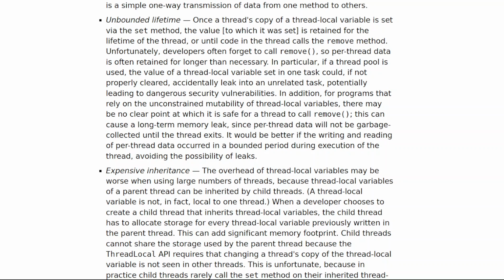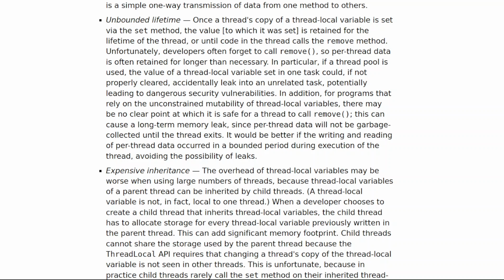2. Unbounded lifetime. Once a thread's copy of a thread local variable is set via the set method, the value to which it was set is retained for the lifetime of the thread, or until code in the thread calls the remove method. Unfortunately, developers often forget to call remove, so per-thread data is often retained for longer than necessary. In particular, if a thread pool is used, the value of a thread local variable set in one task could, if not properly cleared, accidentally leak into an unrelated task, potentially leading to dangerous security vulnerabilities.